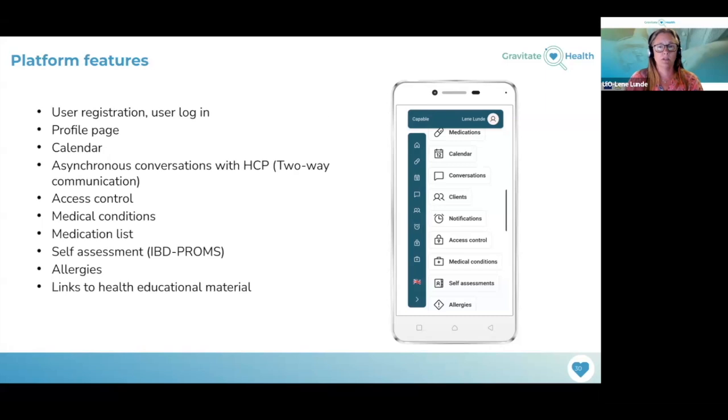Capable Life offers a comprehensive list of features that you can see on the slide. But I'd like to highlight the possibility for synchronous two-way communication with healthcare professionals and self-assessment tools for monitoring symptoms and health status. This is a functionality that currently is only available in this scenario. And you also, of course, have the medication management and the GeneLens functionalities.